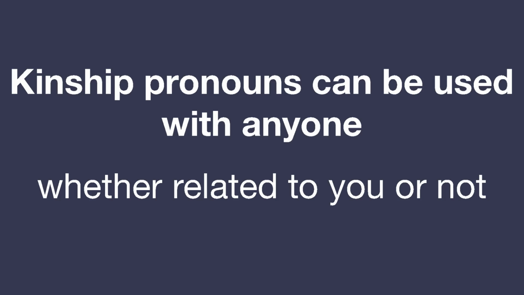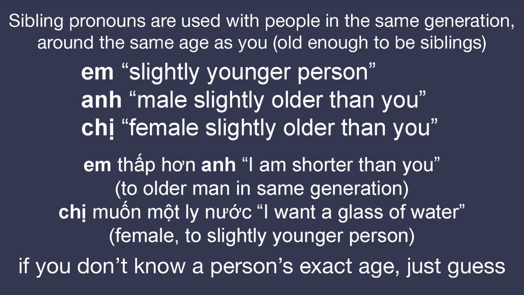These pronouns of kinship terms can be used with absolutely anybody. The pronouns em, anh, and chị can be used with anyone in the same generation, someone around the same age, or in other words, old enough to be their sibling. Em is used for people of the same generation but that are younger, anh for people that are older and male, and chị for older females. If you don't know exactly how old someone is, you just guess their age and pray that you weren't born on the exact same date.